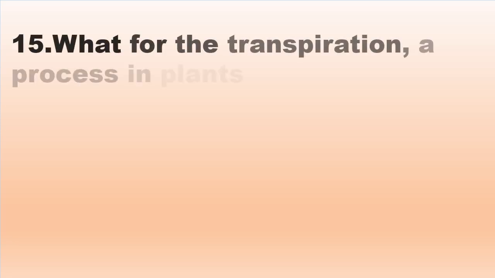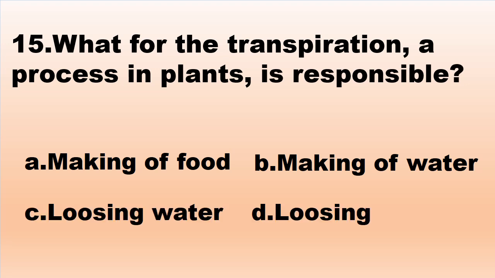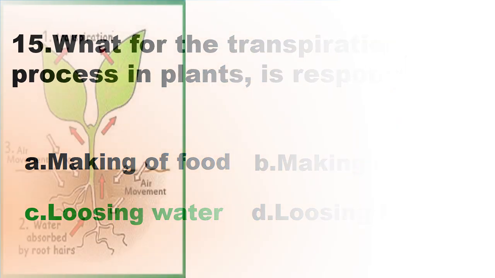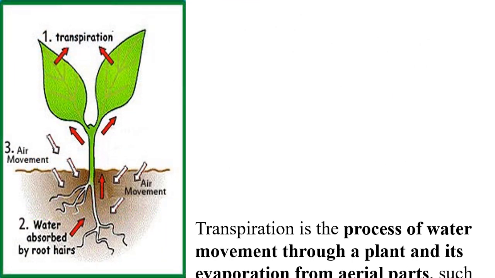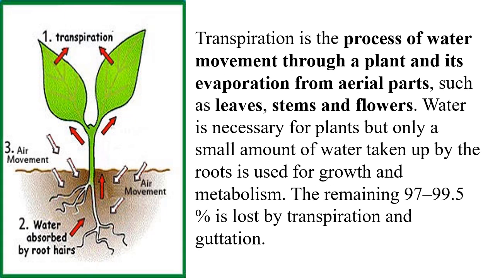For what is transpiration, a process in plants, responsible? Making of food, making of water, losing water. Losing water. Transpiration is the process of water movement through a plant and its evaporation from aerial parts such as leaves, stems and flowers. Water is necessary for plants, but only a small amount of water taken up by the roots is used for growth and metabolism. The remaining 97 to 99.5% is lost by transpiration and guttation.